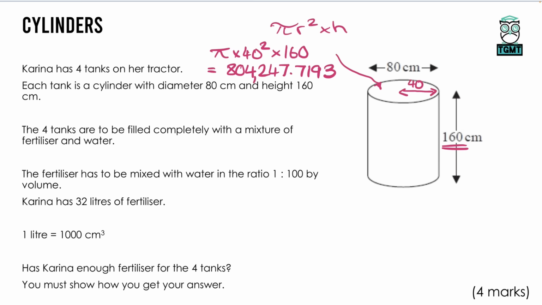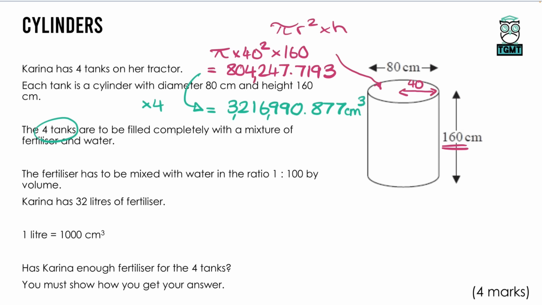Now it says here that we are going to have 4 tanks, or she has 4 tanks. So we need to multiply this by 4. And that's going to give us the volume of all 4. So if we press times 4 on the calculator, we're starting to get to some very large numbers now. That's absolutely fine though, just make sure we write them all down. So we have 3,216,990.877. So that's 3.2 million centimetre cubed.